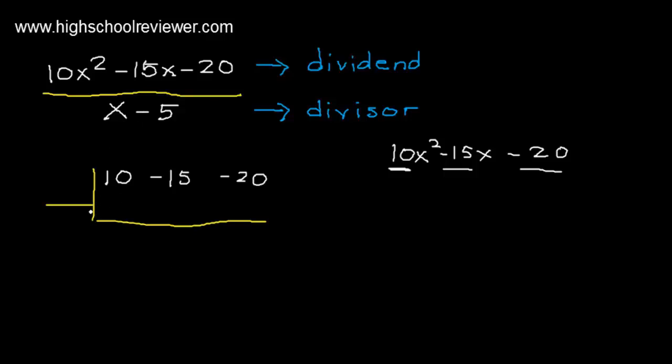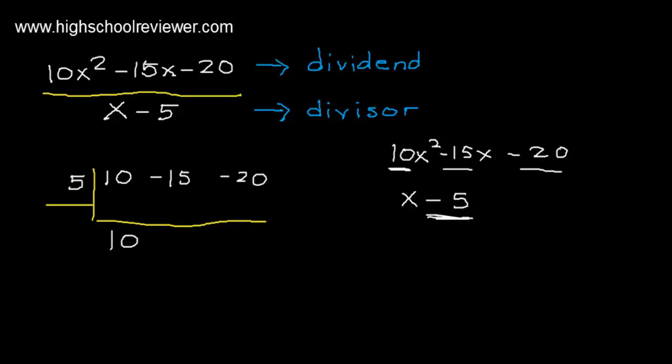And then for the number on the smaller box, this will be the opposite sign of the constant of our divisor. Our divisor is x minus 5. Its constant is negative 5. But the opposite sign of negative 5 is positive 5. So we will put positive 5 here. And then bring down positive 10.